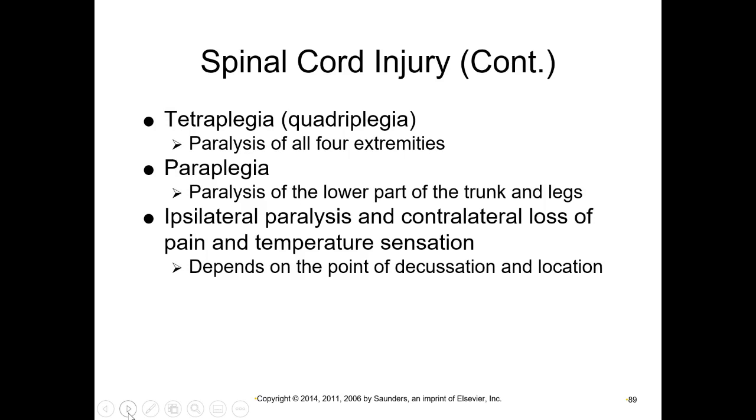Ipsilateral paralysis and contralateral loss of pain and temperature sensation, and that depends on the point of decussation and location.